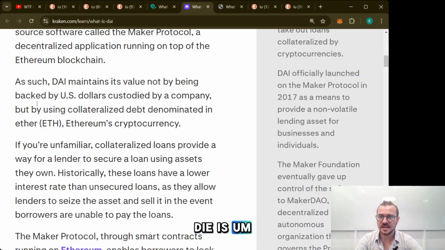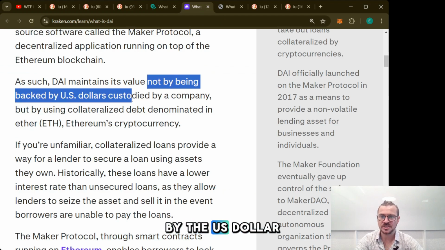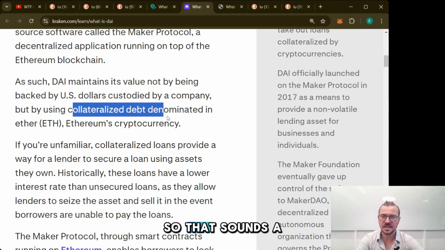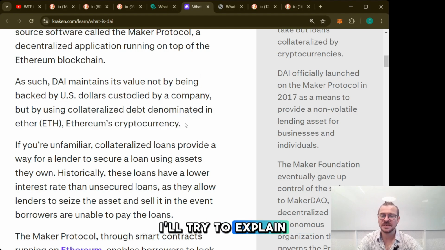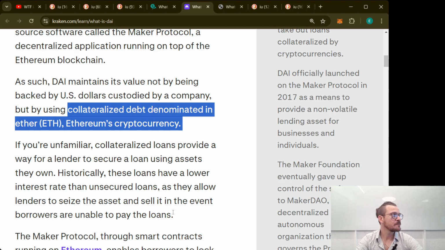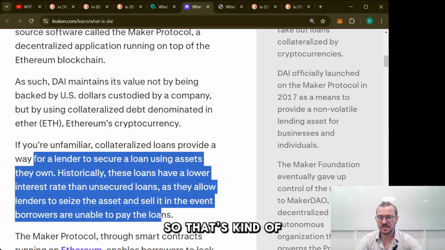DAI is not backed by the US dollar, but is collateralized debt. Okay, so that sounds a little bit confusing. I'll try to explain it in a pretty simple way. But really what that means is I'm taking a loan, and I'm giving you something. For example, if I want to buy a house, I will give you my car, you give me the money, I buy the house. Over time, I pay back that debt, and you give me the car back. Okay, so that's kind of what's happening here.